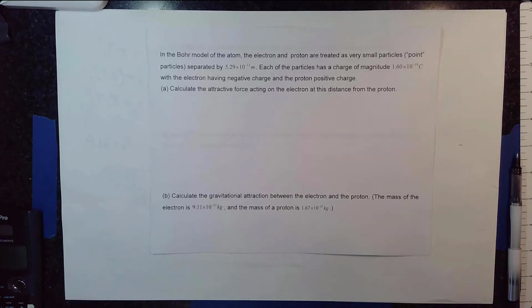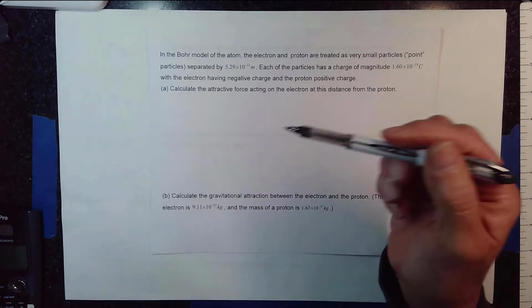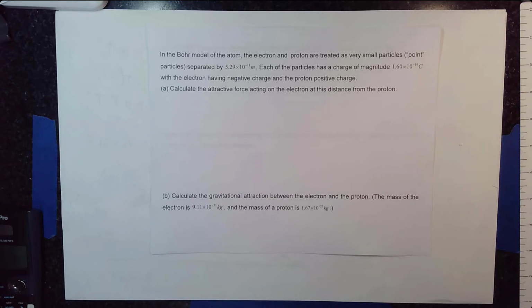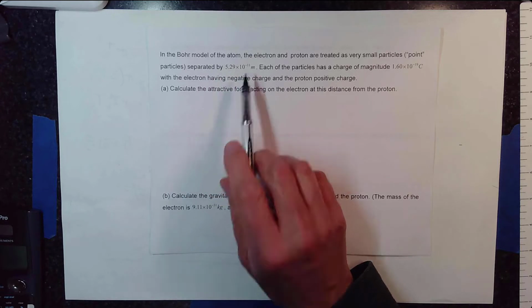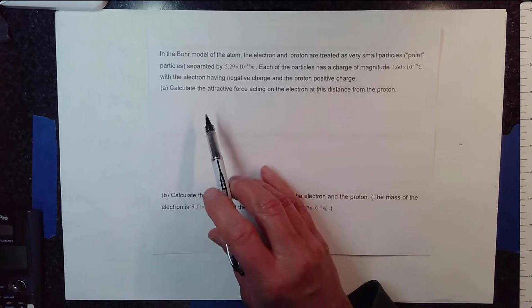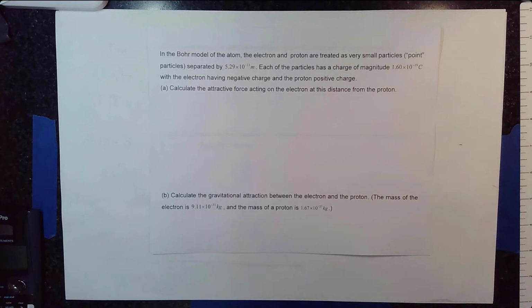I'm going to start this by redoing a calculation that we did yesterday, this time with the correct value of the Bohr radius. I just kind of rounded it off when we did it in class. But we have the Bohr model of the atom, and the electron and proton are treated as very small point particles, separated by the distance you can see here. Each of them has a charge of magnitude 1.60 times 10 to the minus 19th coulombs, with the electron having negative charge and the proton positive charge.